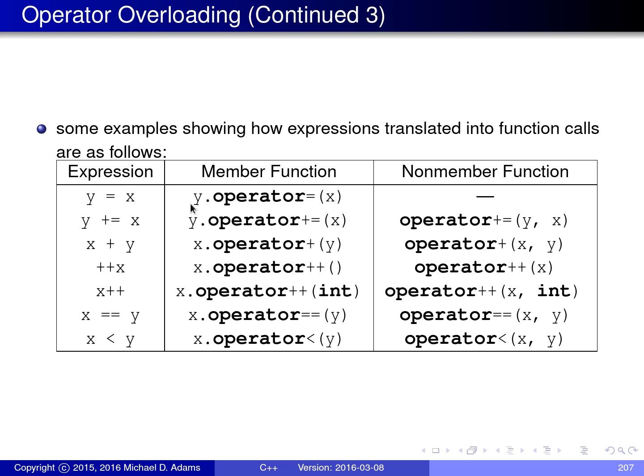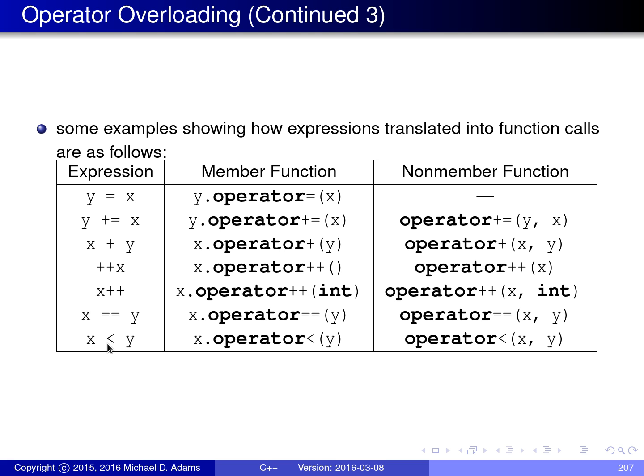In other words, it's the object that you're operating on inside the member function. And the second operand gets passed as an explicit parameter to the member function. And maybe if we look at another example here, for example, the less than operator, we want to test to see whether x is less than y.